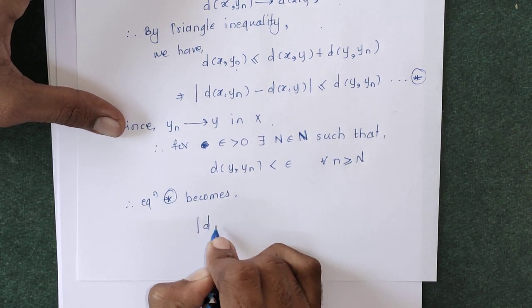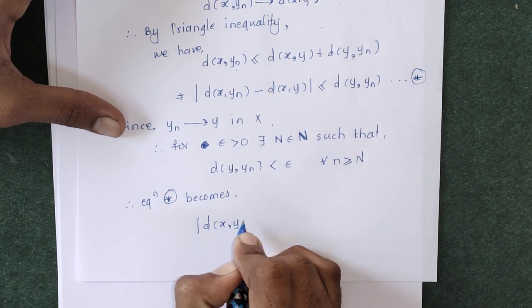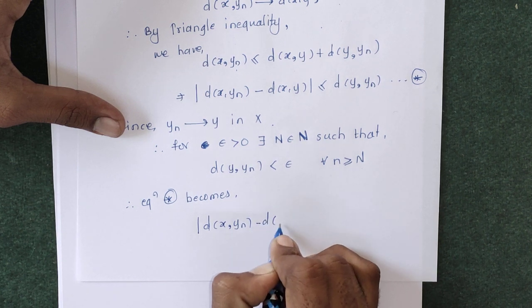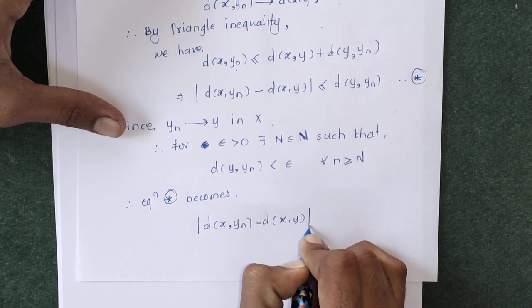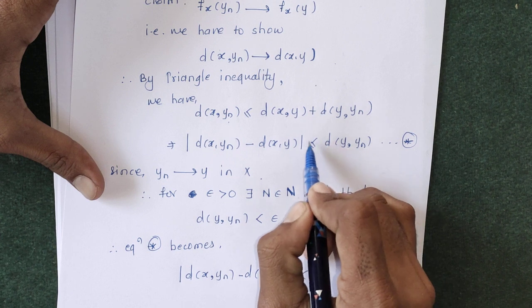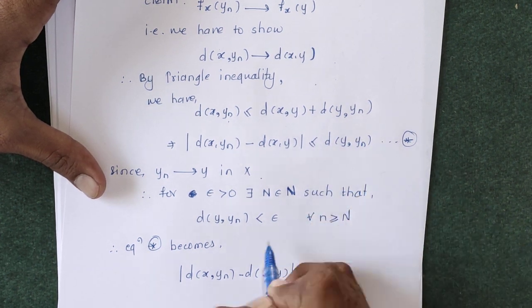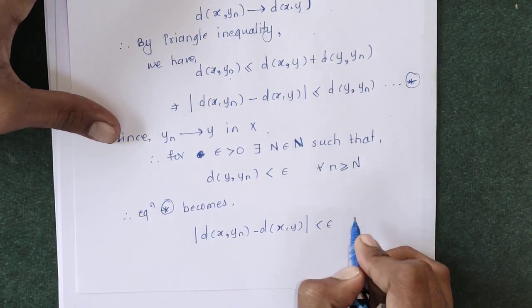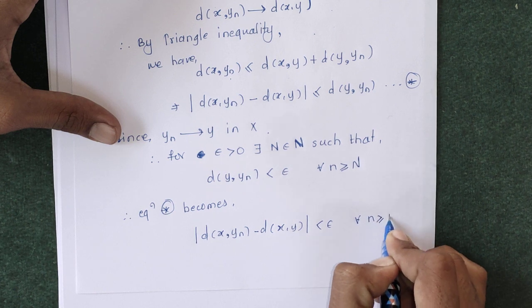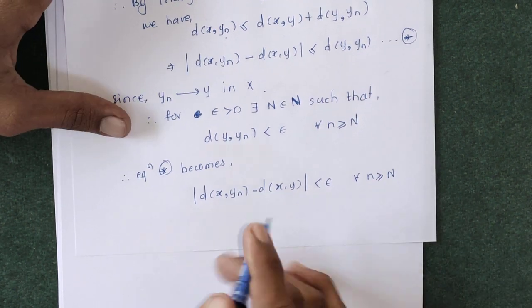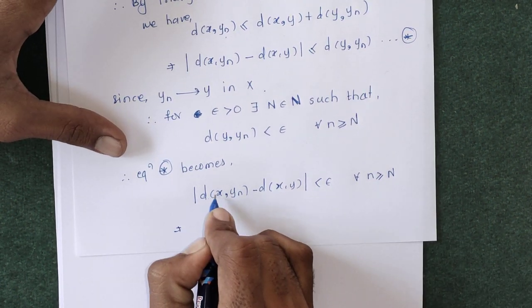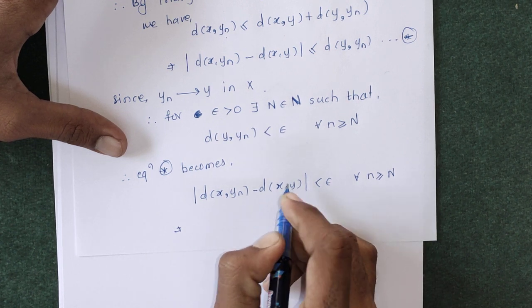Therefore equation star becomes: the mod of the distance between x and yn minus the distance between x and y is less than epsilon. This is less than or equal to this, and this is less than epsilon, so we can directly write this is less than epsilon for all n greater than or equal to N. So this implies the distance between x and yn converges to the distance between x and y.